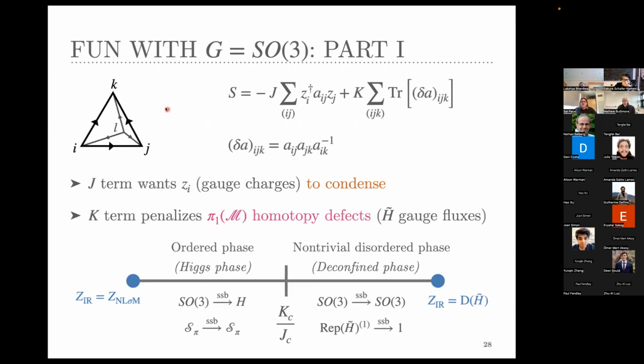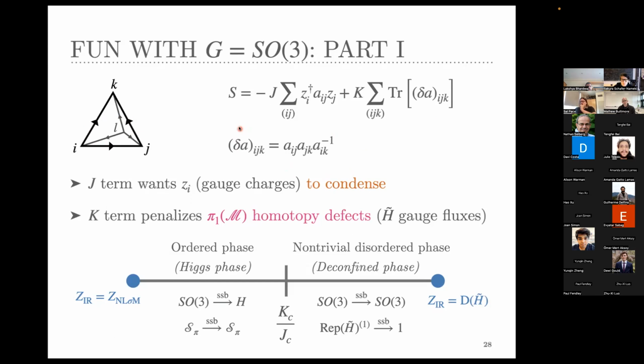And the simplest action we can write down using A and Z from the last slide has a first term that will be a combination of A and Z. You can think of this as like a Higgs term. And then the second term will just be the kinetic term of the H tilde gauge fields, where this is a sum over the links and this is a sum over triangles like I, J, K. And this delta A is shorthand for a product of the A's on the edges that go around the triangle.